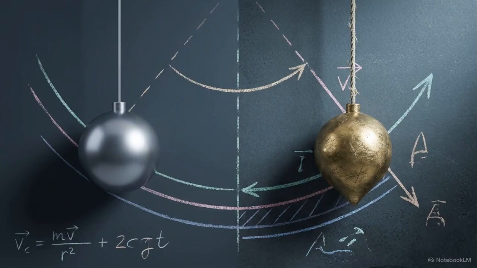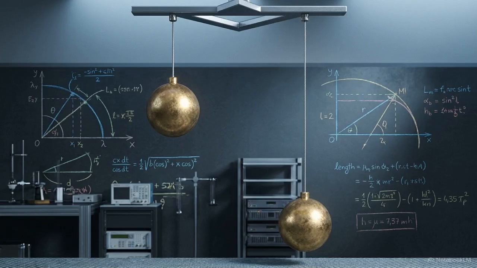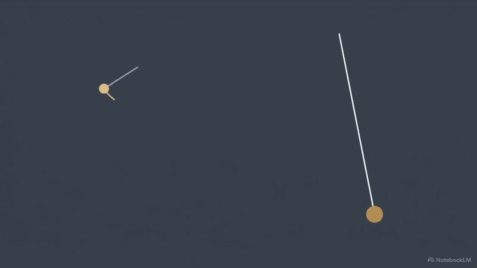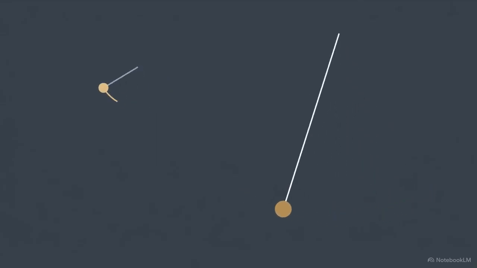mathematical models. For our final trial, we test length by comparing a pendulum on a very short string to one on a much longer string. Here, the difference is massive. The longer the string, the exponentially slower the swing, resulting in a much longer overall period.